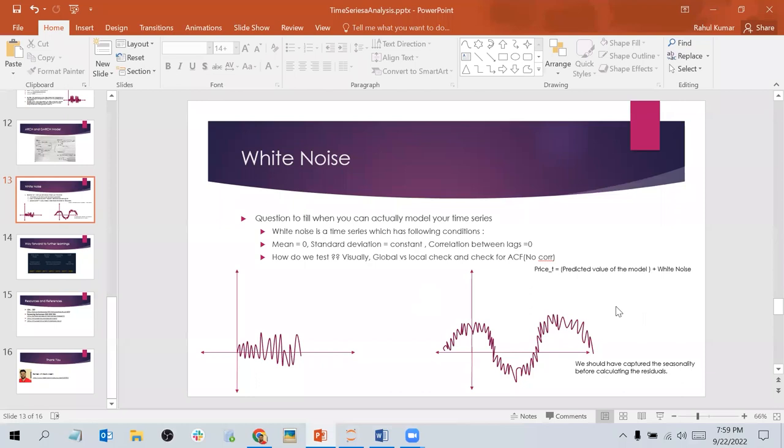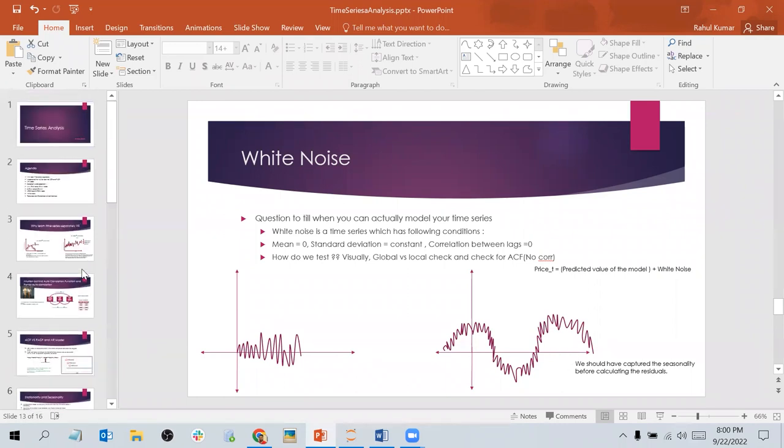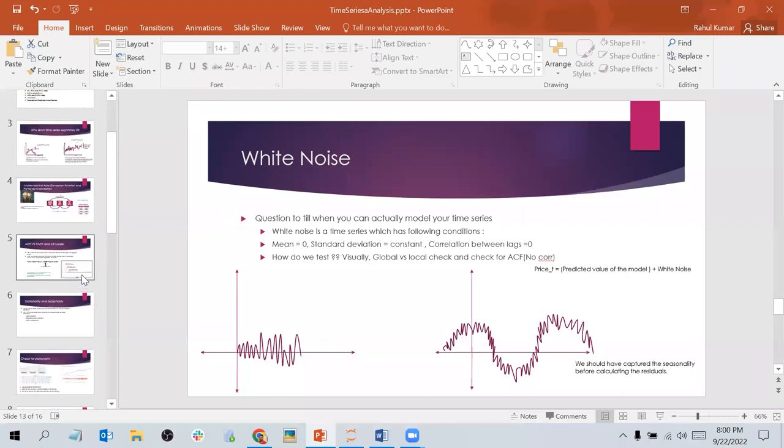So what is the error? What is the problem with this? The problem is that we have not captured the seasonality, which we could have done using SARIMA and SARIMAX. So we made some mistakes there. You can see this is the residual, and it has some seasonality component which you are not able to capture. So this is how you can go back and fix that. This was a brief on the thought process of building a time series model.